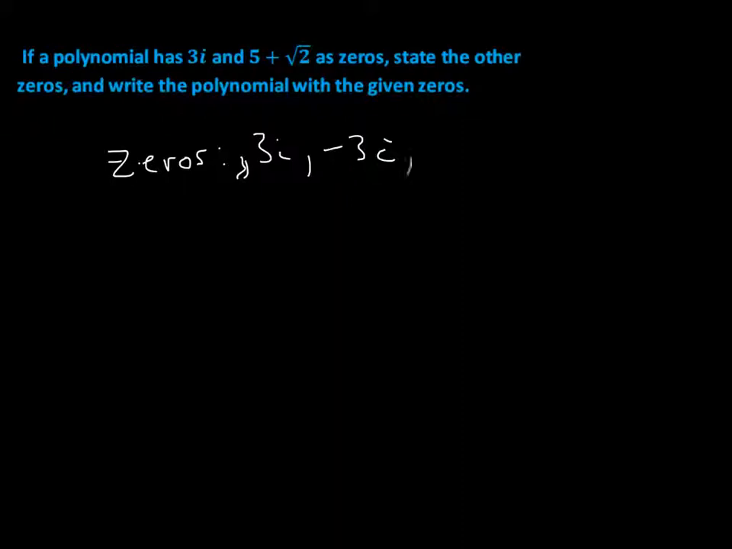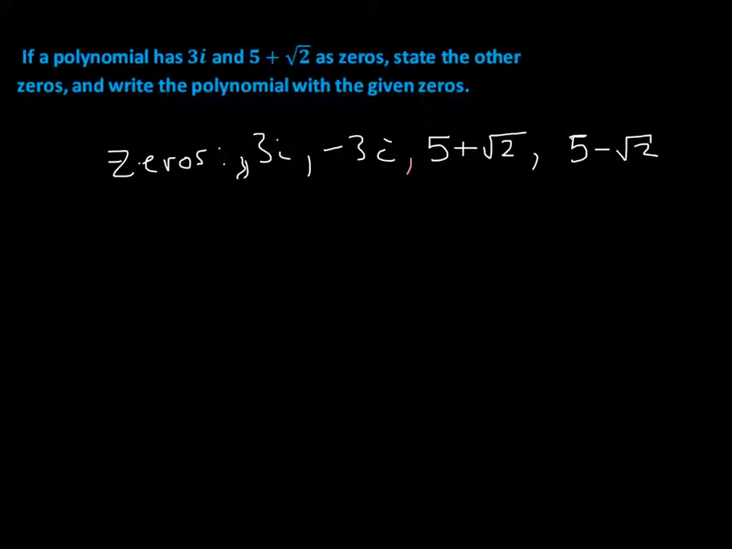And then you can see that they give us the zero over here, 5 plus radical 2. And we know that the radical ones come in pairs as well. So if we have 5 plus radical 2, we're also going to have a zero of 5 minus radical 2. So really all you end up doing is changing the sign in front of the imaginary, so this is positive 3i, this is negative 3i, or if you have radical ones, we just change the sign in the middle: 5 plus radical 2, the other one has to be 5 minus radical 2.